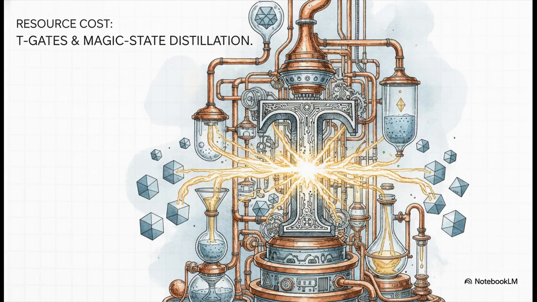But here is the harsh engineering reality for future fault-tolerant settings. Non-Clifford resources, like those T-gates, become overwhelmingly expensive. They can sometimes consume over 90% of your physical qubit budget because they require this incredibly complex, resource-heavy process called state distillation or magic state distillation. When you're designing algorithms for error-corrected machines, your T-count and your T-depth become your absolute most critical cost metrics.